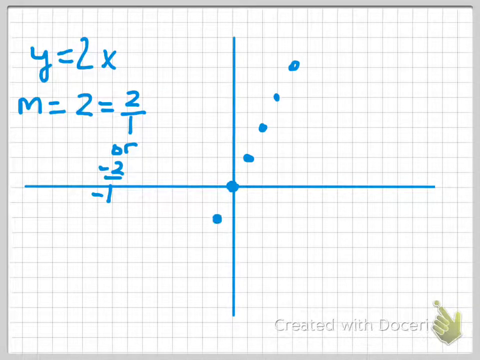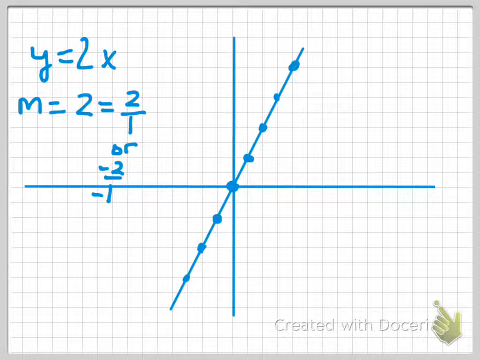So I could go down 2 to the left 1, down 2 to the left 1, down 2 and to the left 1. And if you notice, they're still all making a straight line. So the point there is you can take what they give you, and you can also change the signs, but you've got to change the sign for both numbers.